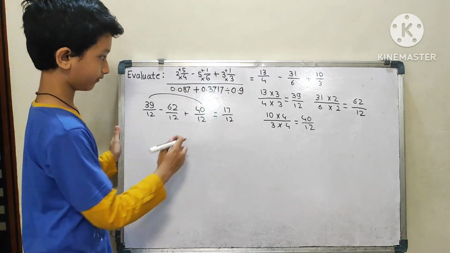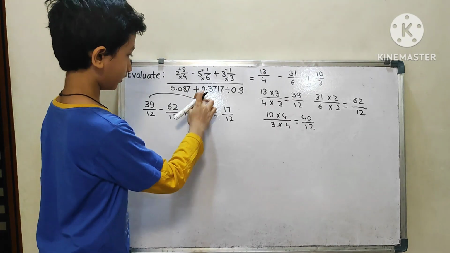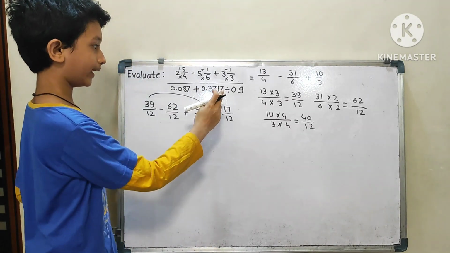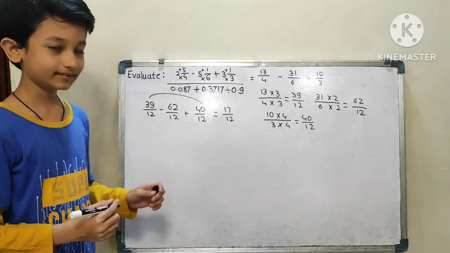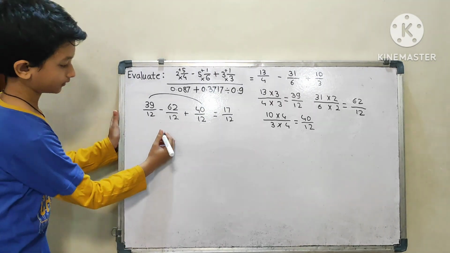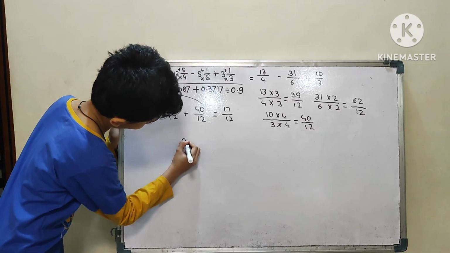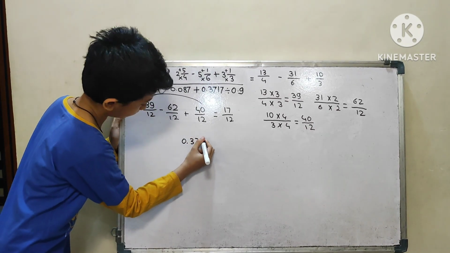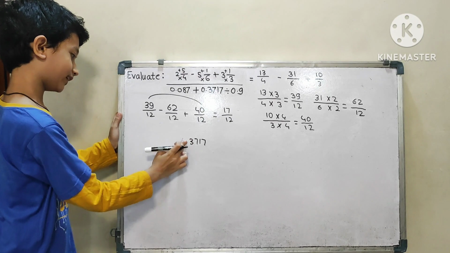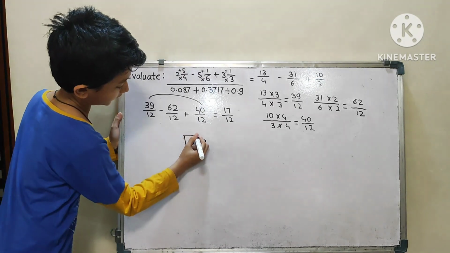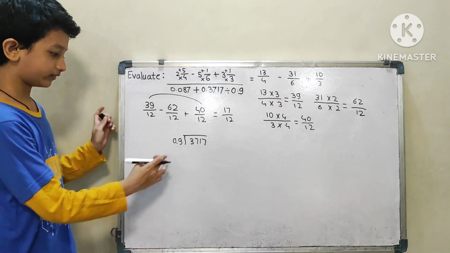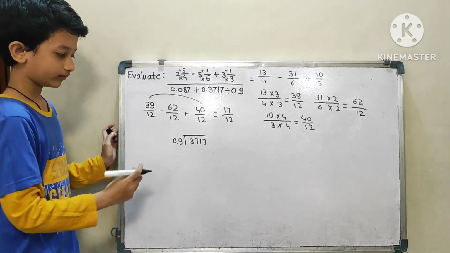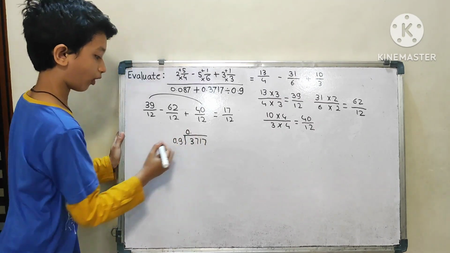So first we will divide 0.3717 by 0.9, because as per the BODMAS rule. So here 0.3717 we can cut it also and do it simply, and 0.9. So now first we will do the table of 9 and put here 0 point.